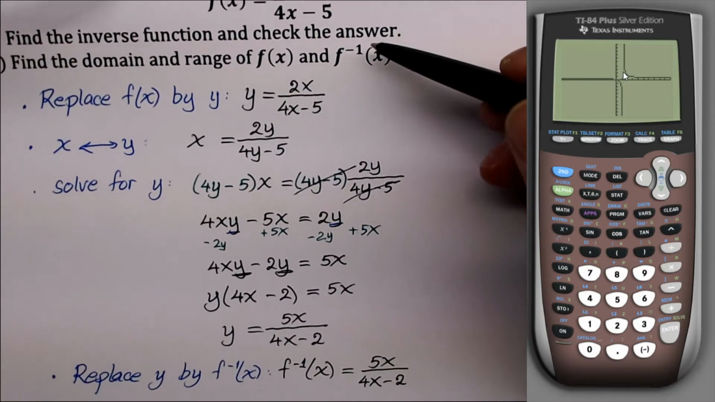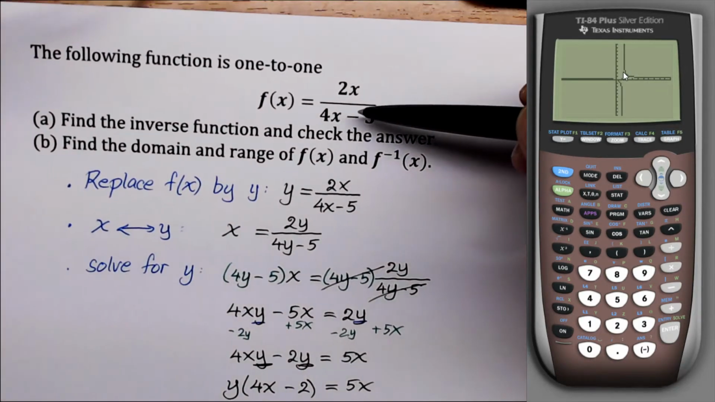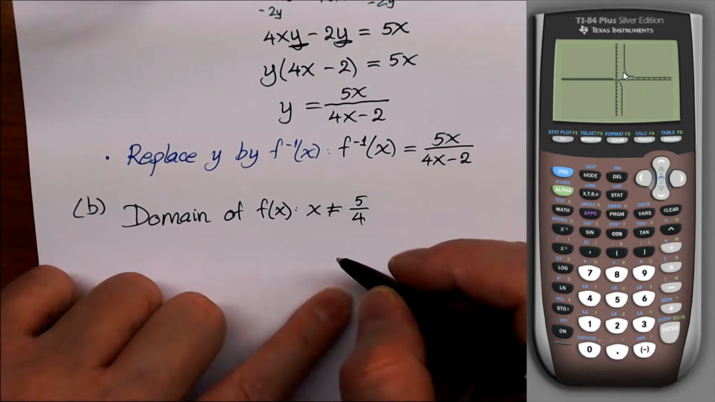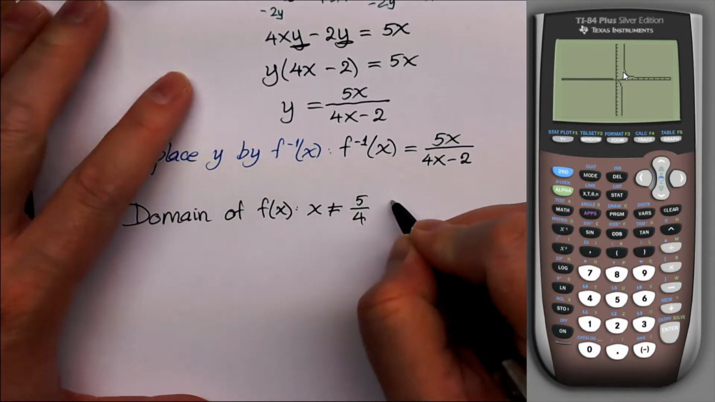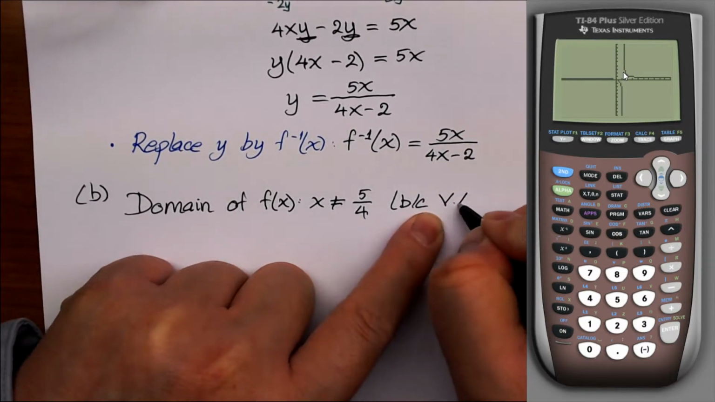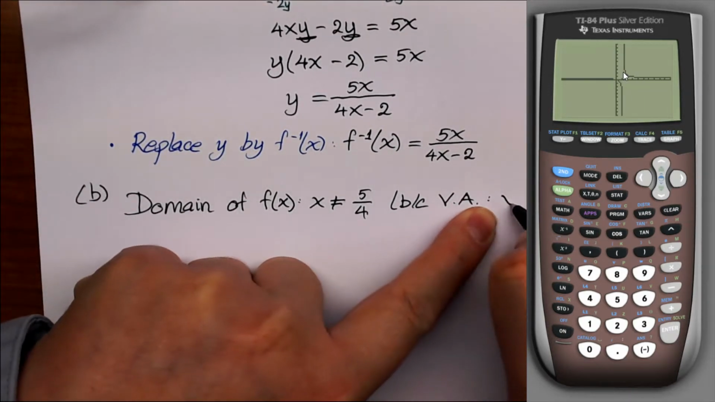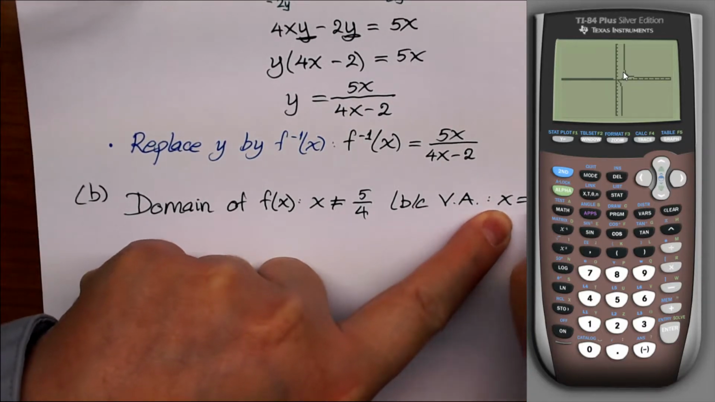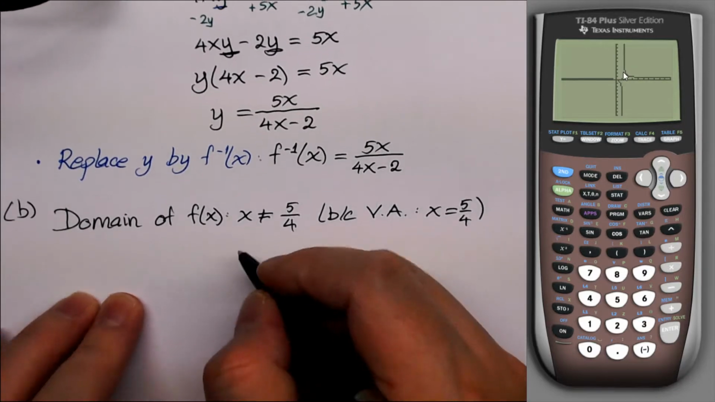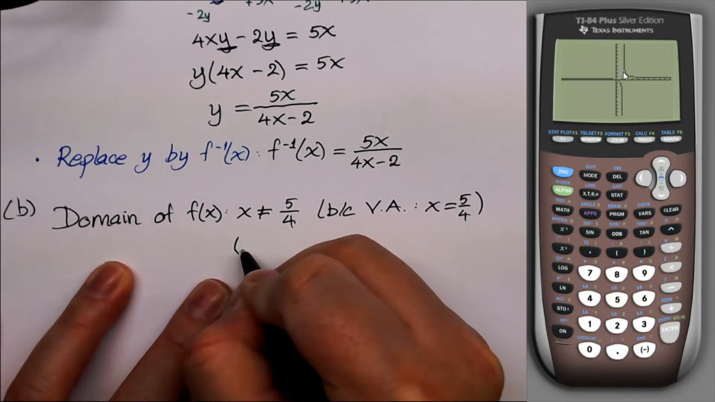So to find the vertical asymptote of this function, we let the denominator equal 0, and we have 5/4. So we write that the vertical asymptote is equal to 5/4. We should write the domain in interval notation.